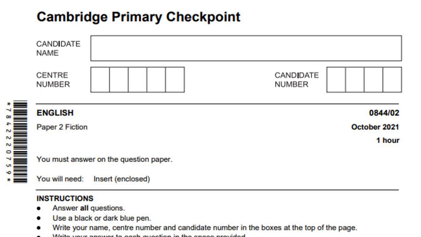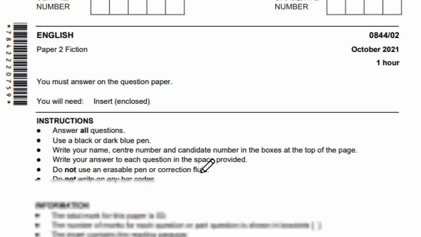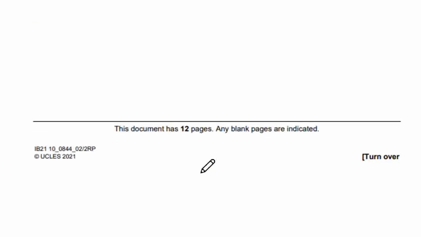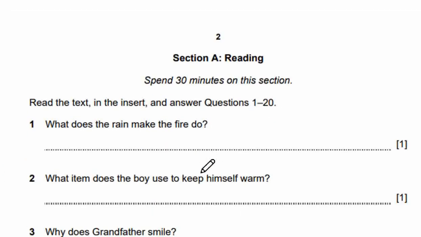Hi guys, today we're going to discuss Cambridge Primary Checkpoint English Paper 2 Fiction with a past paper code 08440/02. It's from October 2021. The duration for this paper is 1 hour. First, let's get started by scrolling all over the questions, so you may take a screenshot if you like to and pause this video for a while.